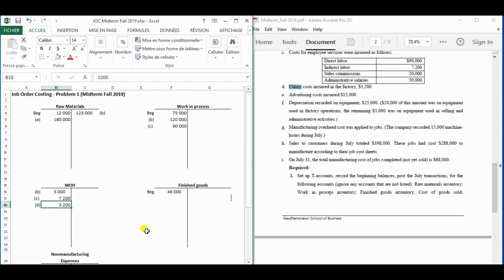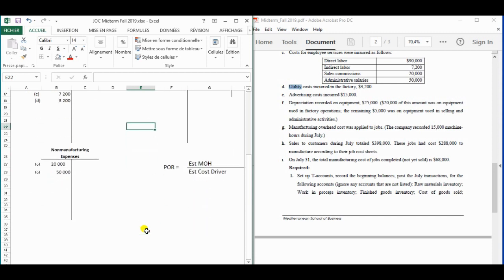The advertising costs are non-manufacturing costs, so I will debit the non-manufacturing expenses or the selling and administrative expenses. Okay, for the advertising costs, 15,000. Next, depreciation recorded on equipment.